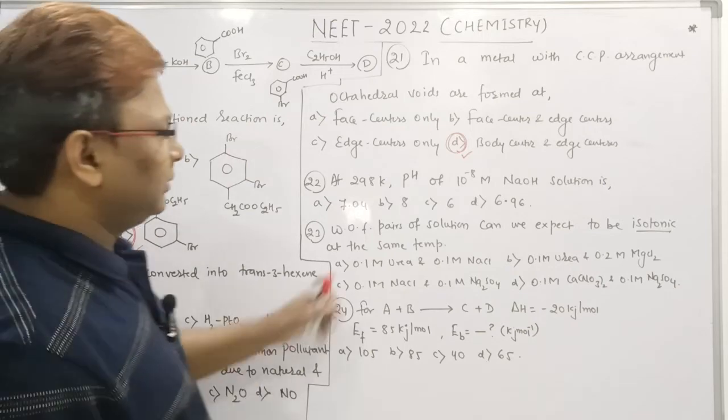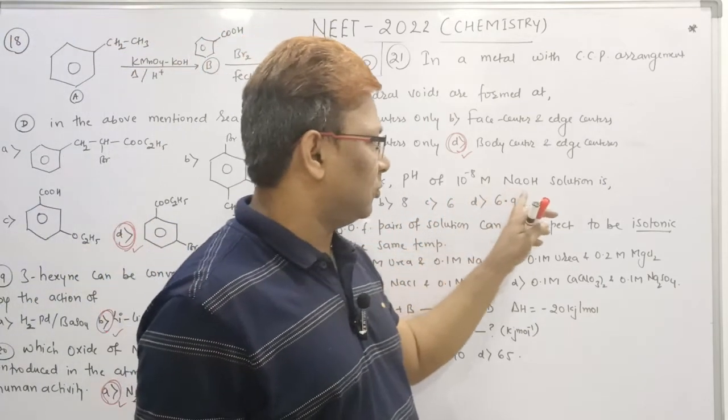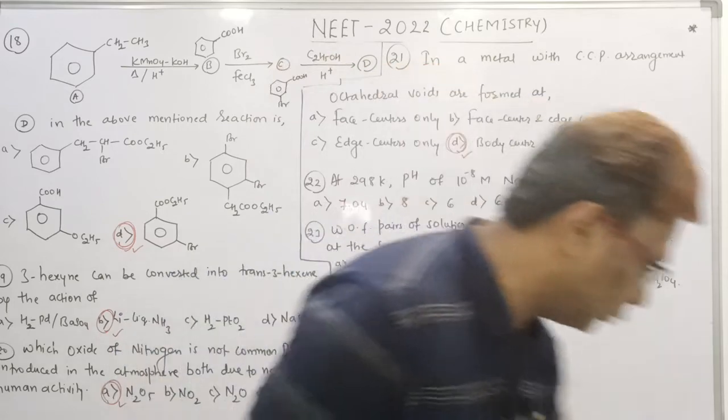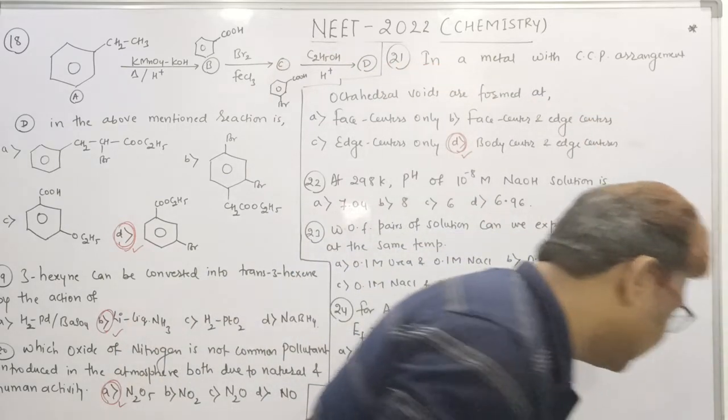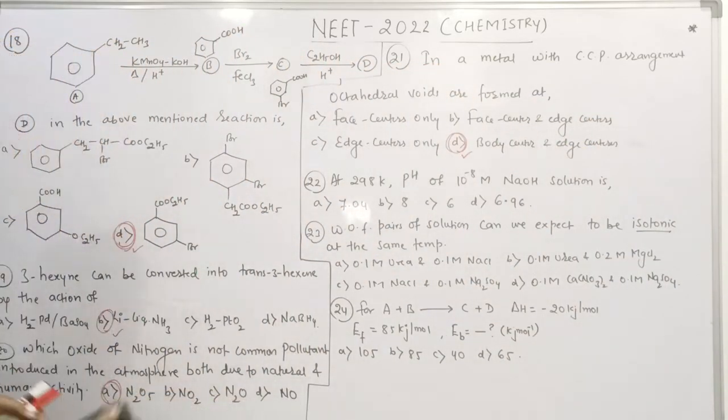At 298 Kelvin, what is the pH of a 10 to the power of minus 8 molar NaOH solution? I'll tell you the trick here on how to solve it. For that, I should make some place for this, where I'll do it in this part.